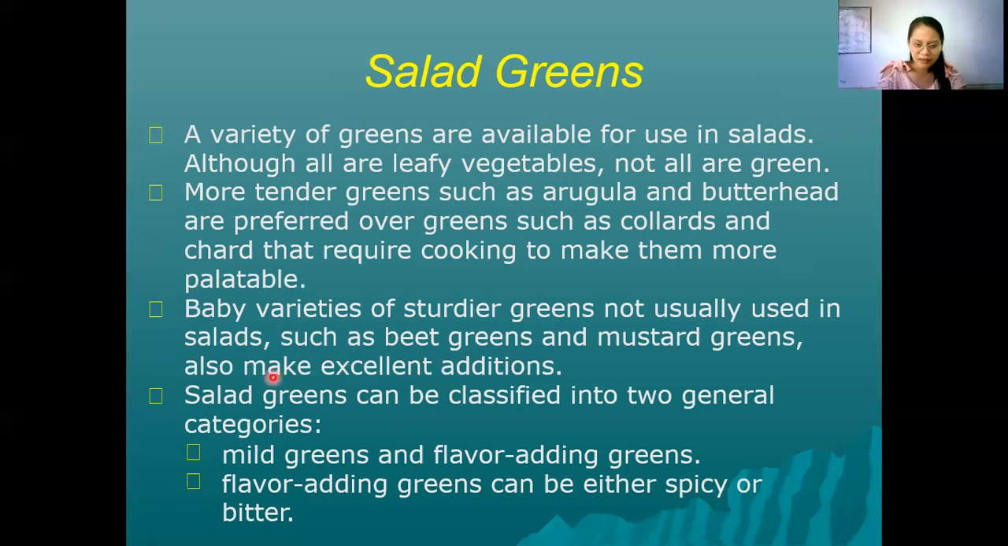Salad greens can be classified into two general categories. Number one, we have the mild greens. And number two, flavor adding greens that could be either spicy or bitter. In the salad greens category, they are categorized most especially by their contribution of taste. So mild greens are one category, while the flavor adding greens could be either spicy or bitter.